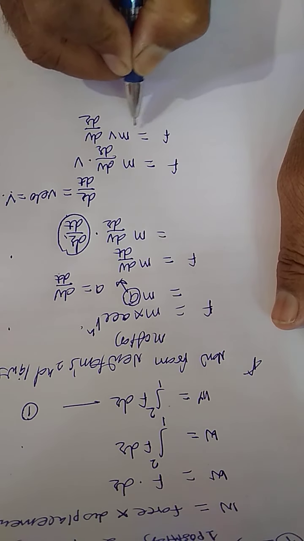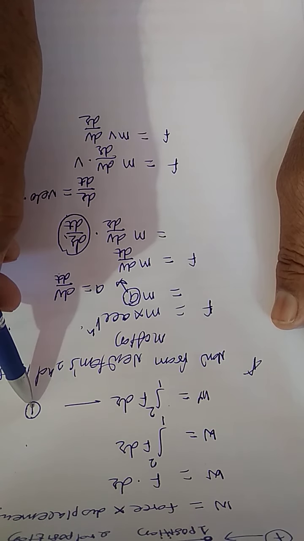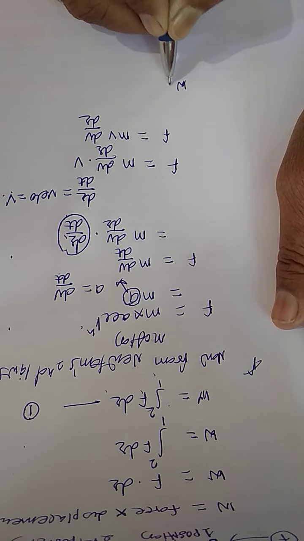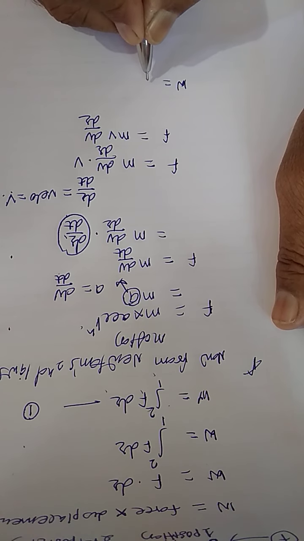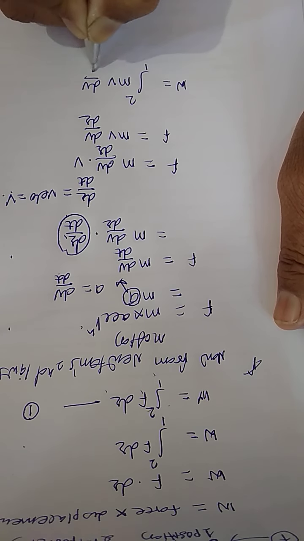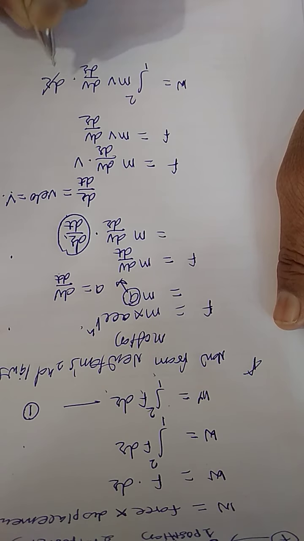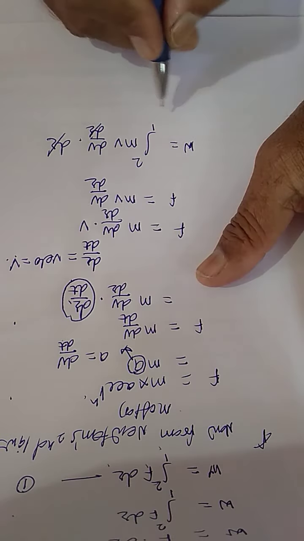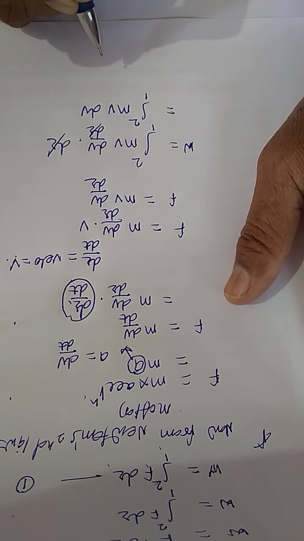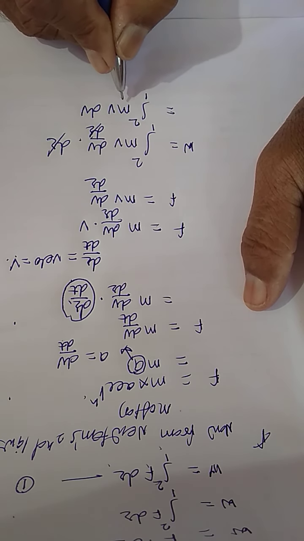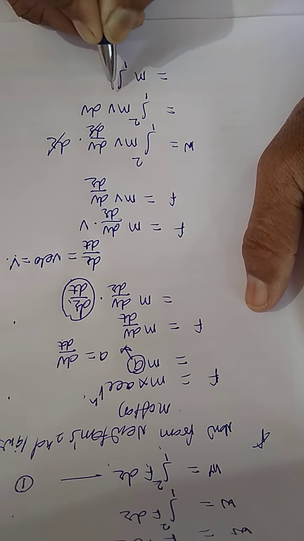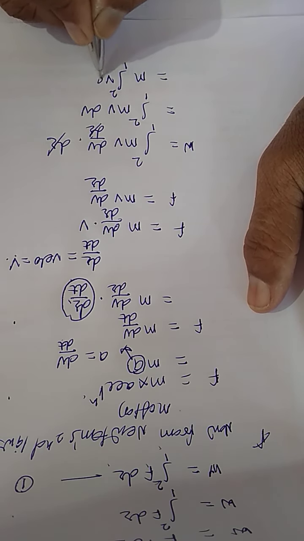Now putting the value of this force F in equation number 1, W equals integration 1 to 2 of F into dr. This equation becomes W equals integration 1 to 2 of m v dv by dr into dr. This dr gets cancelled, giving integration 1 to 2 of m v dv. Here m is the mass of the particle, taken outside the integration, between the limits 1 to 2 of v dv.